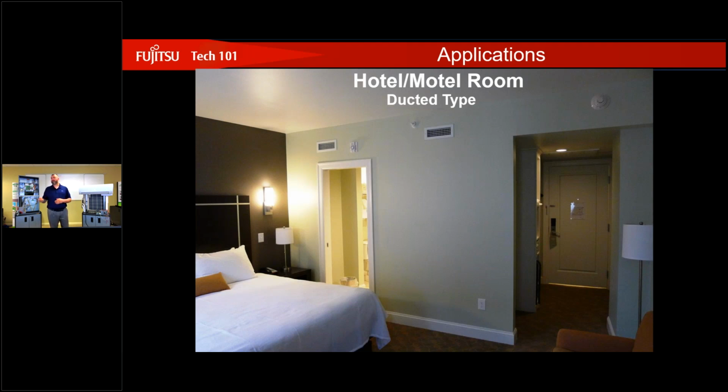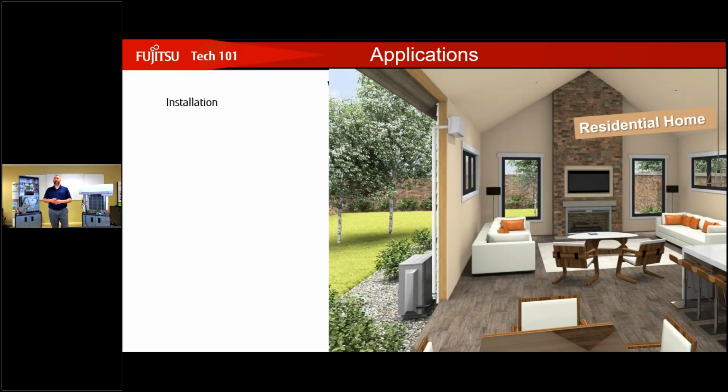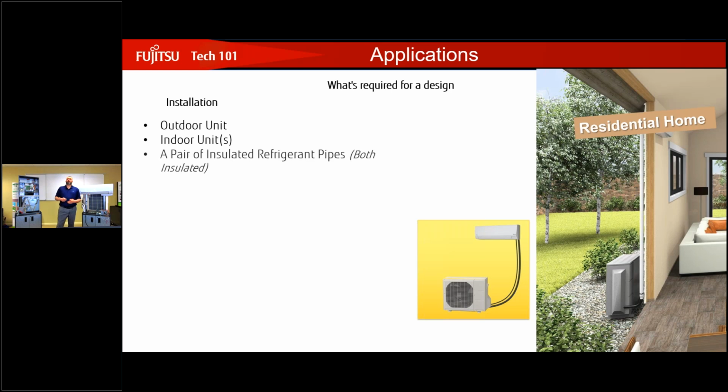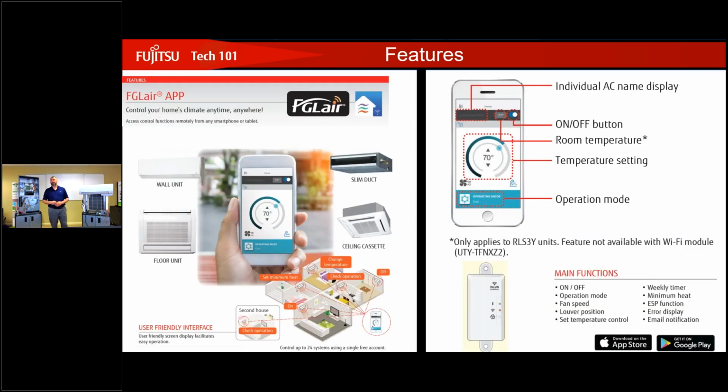Remember I said that area right above the door, usually a little bit lower of a ceiling. That's where that slim ducted unit could be located, all right? And then you have your 2 supplies here, I believe, and then the return is out over here, as long as you're getting the supply and return in there, basically that's what you're looking at. Residential homes: wall mounts, floor mounts, ducted units, cassettes. All right, and basically requirements for that design: pair of insulated pipes, line voltage to the outdoor unit, 14.3 communicator, condensate drain, and that's it.